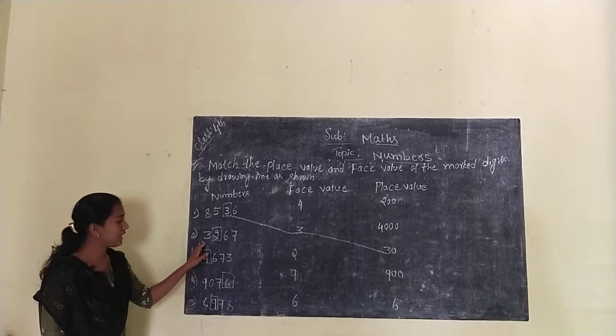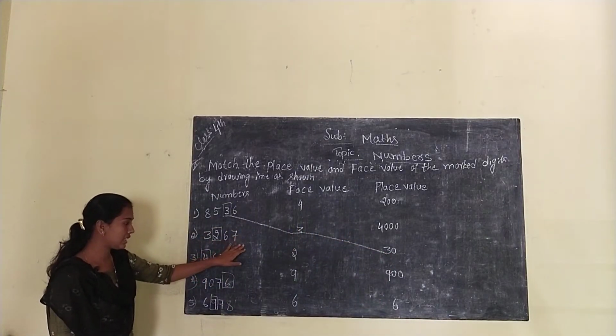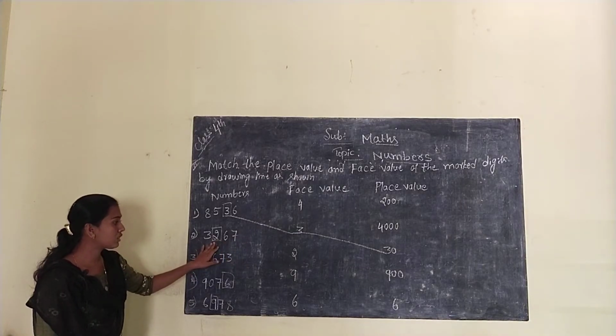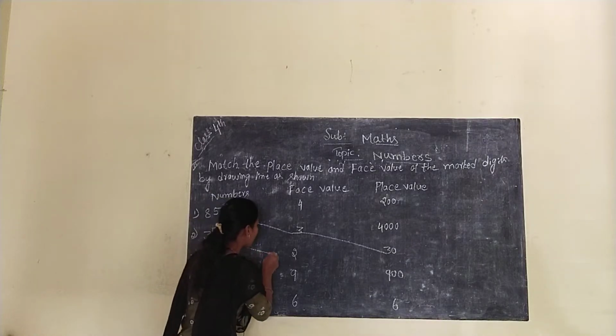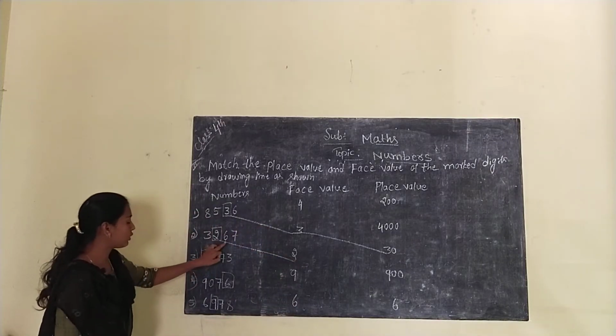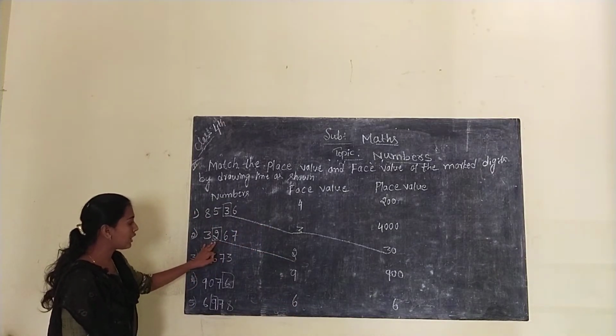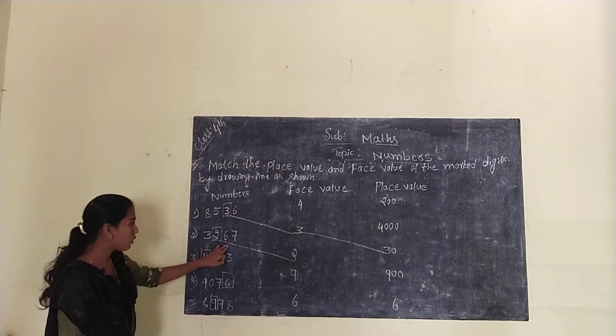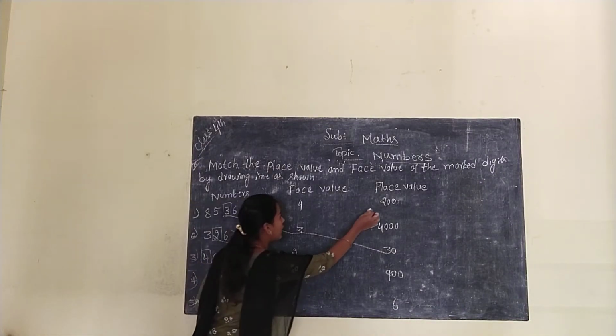Next given number is 3267, which is here in the box. 2 is here in the box. Face value is 2. Next, 2 is which place? 2 is hundreds place. It means 2 into 100, 200. We have to mark 200.